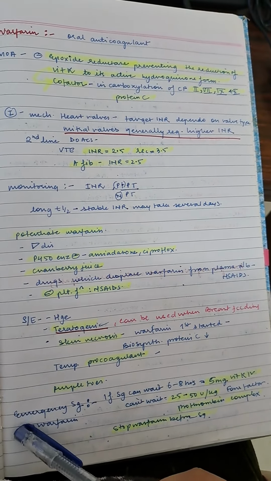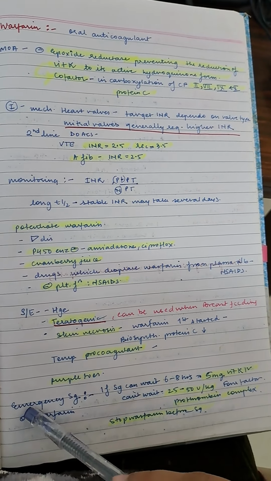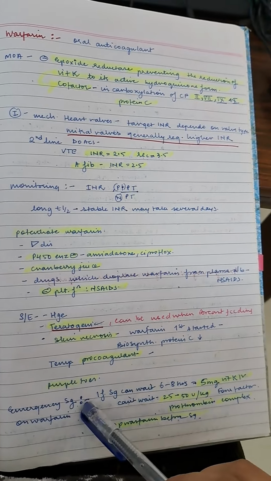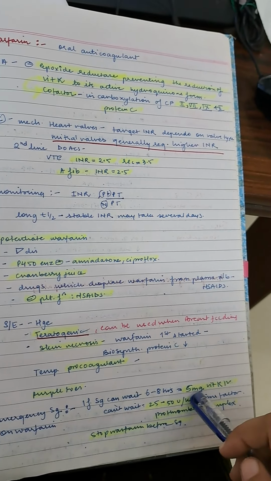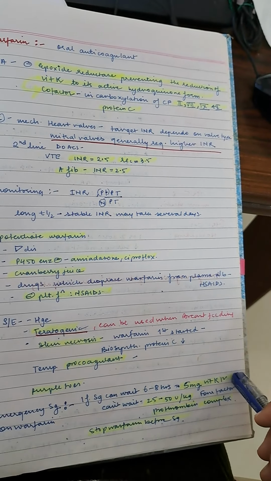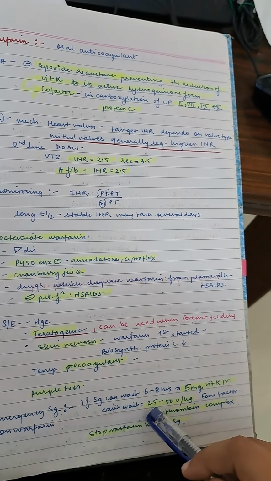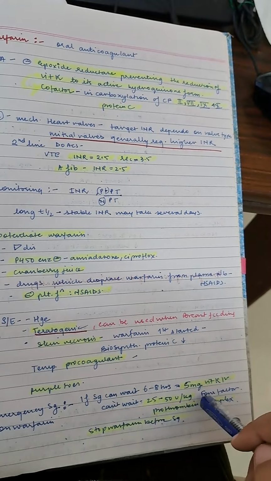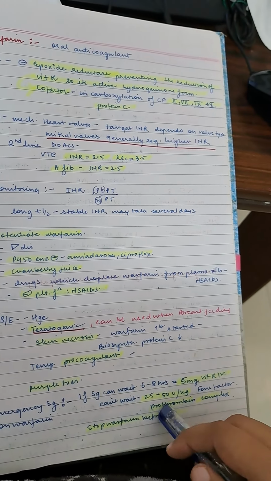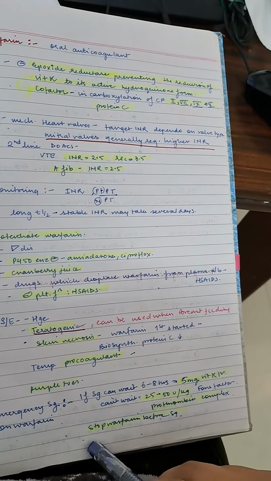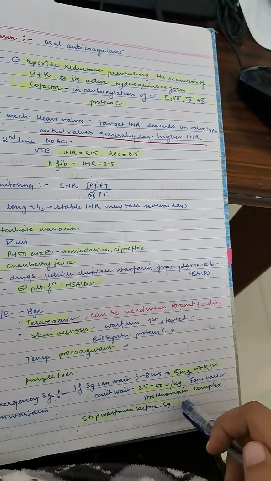Now, if the patient is on warfarin and has an emergency surgery, if the surgery can wait 6 to 8 hours, then you can give 5 milligram vitamin K IV. If it can't wait, then you give 25 to 50 units per kg of 4-factor prothrombin complex. Stop warfarin immediately before the surgery.